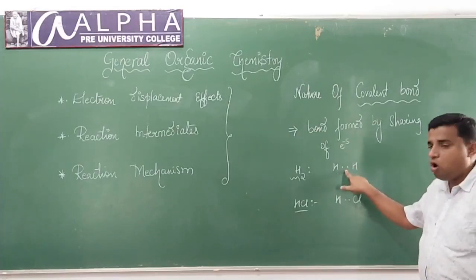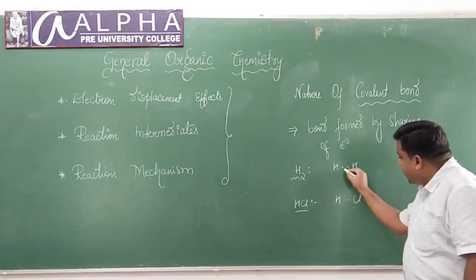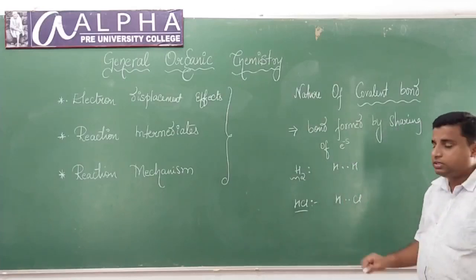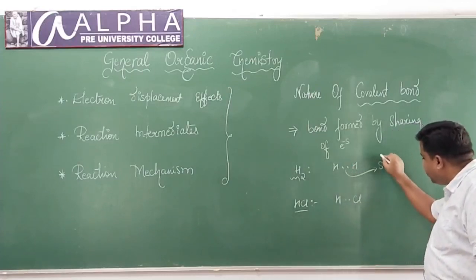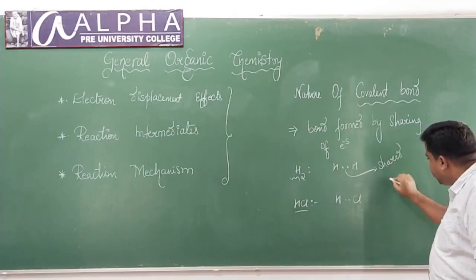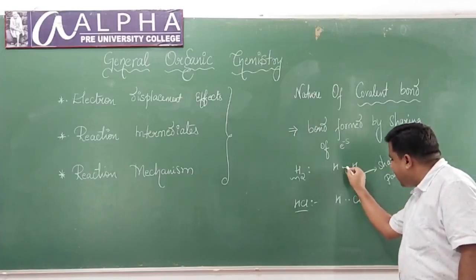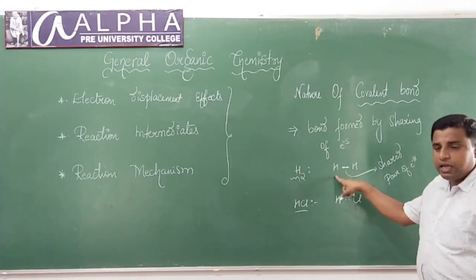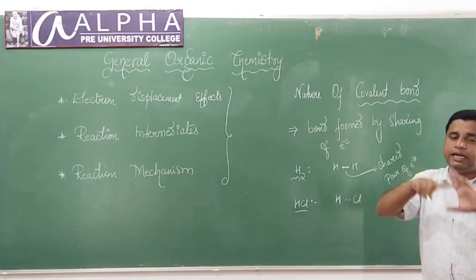If a covalent bond is formed between two similar atoms, then the electrons of that covalent bond will be exactly at the middle of the two atoms. That means these two electrons are nothing but the shared pair of electrons, isn't it? These shared pair of electrons will be exactly at the middle between the two hydrogen atoms. These two electrons belong to this hydrogen as well as this hydrogen, and will be exactly at the middle of the two hydrogen atoms.